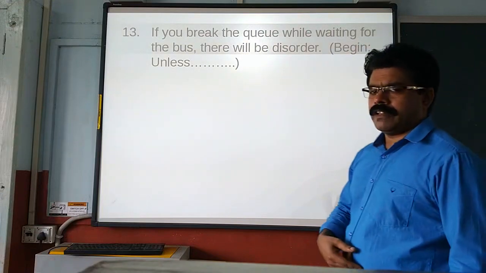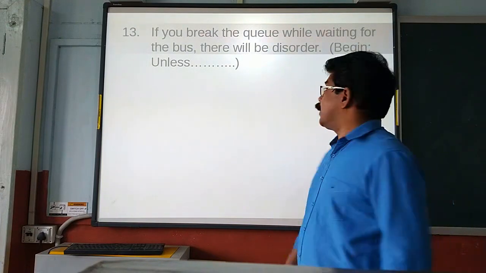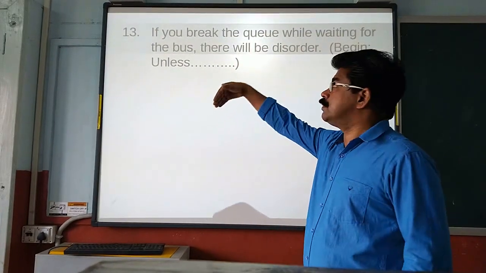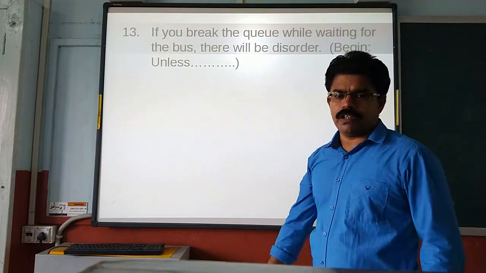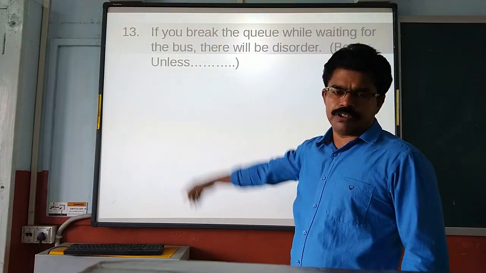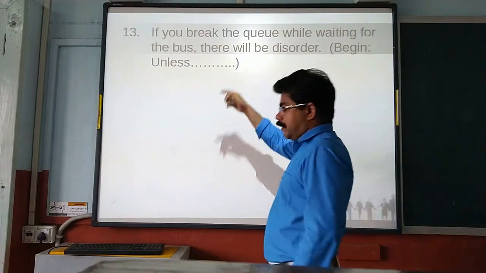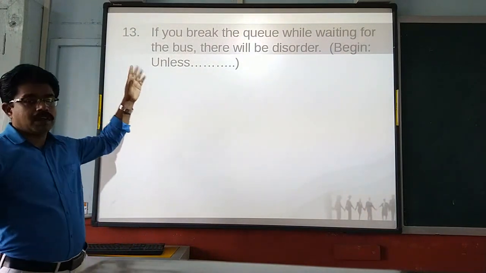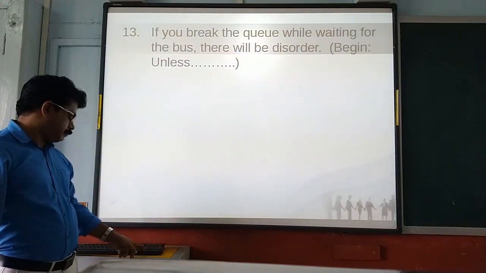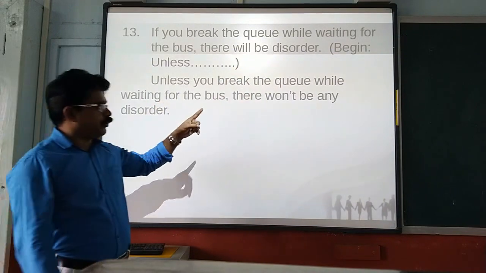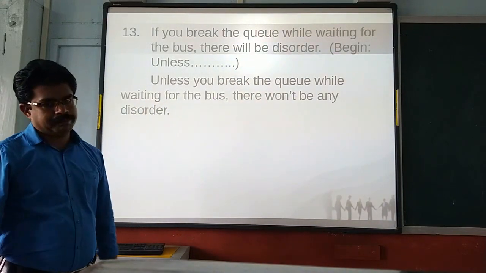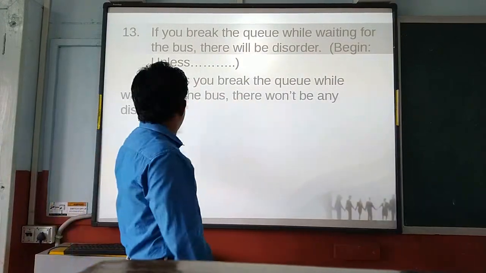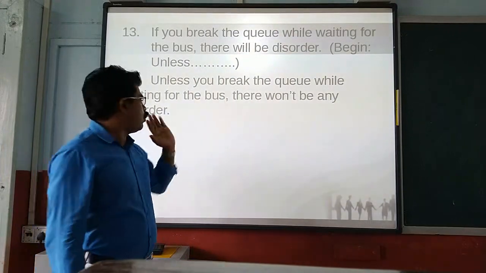Now let's see, if you break the queue while waiting for the bus, there will be disorder. What is the condition? The condition is that if you break it only. Unless you break the queue while waiting for the bus, unless you do that, there will be no disorder. Generally "if" is used there, and "if" and "unless" come in conditions. Unless you break the queue while waiting for the bus, comma, there won't be any disorder.